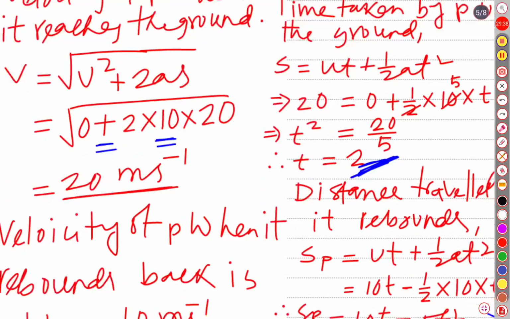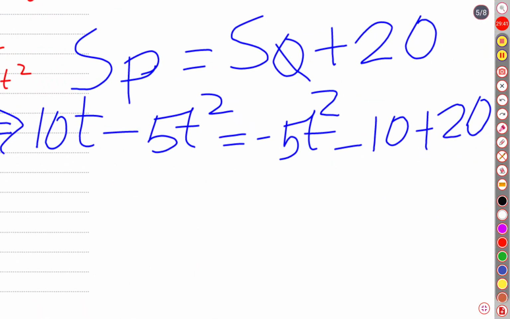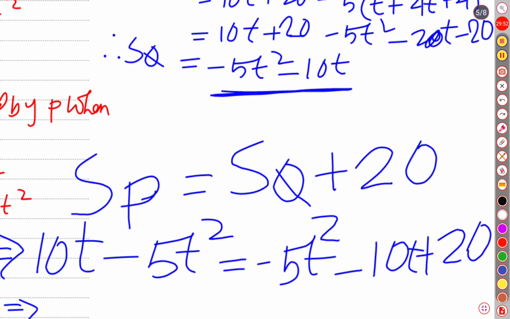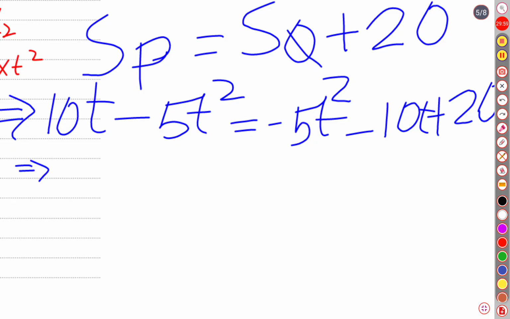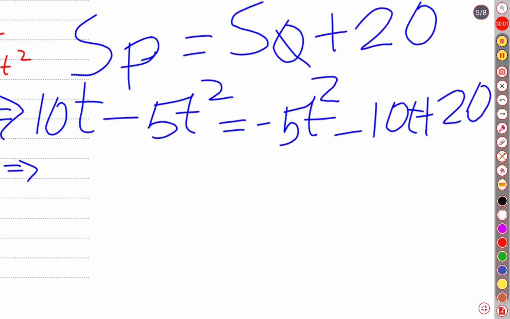Then if we simplify this, we are going to get 10t, but don't get confused, it was minus 10t. So 10t and minus 10t, it is actually positive 20t. It is going to be positive 20t, and the minus 5t square and minus 5t square cancel each other, and on the right side there remains only 20. So 20t is equal to 20.